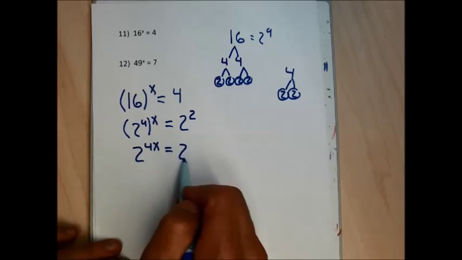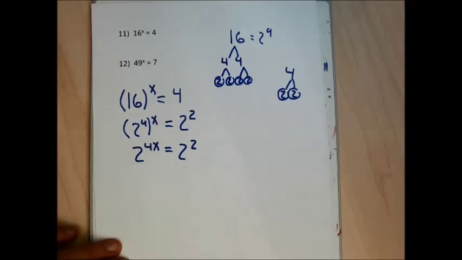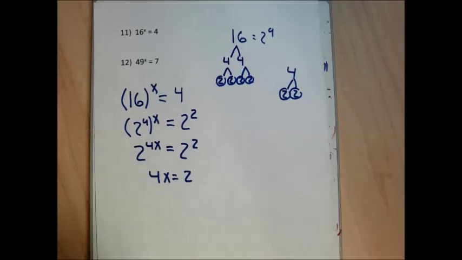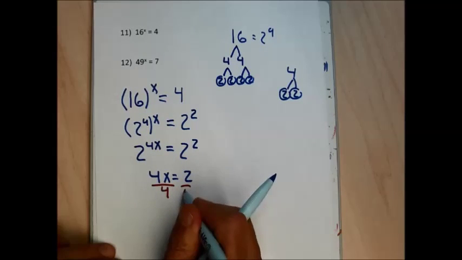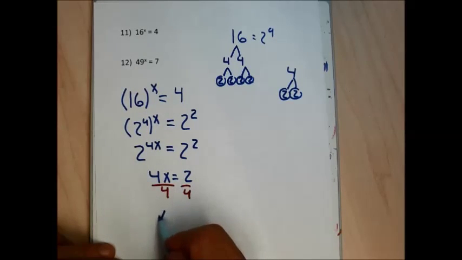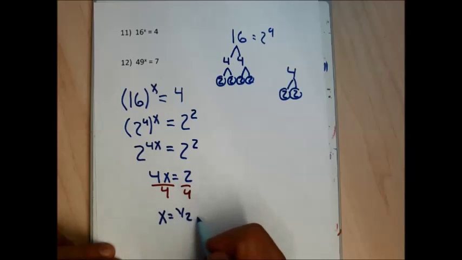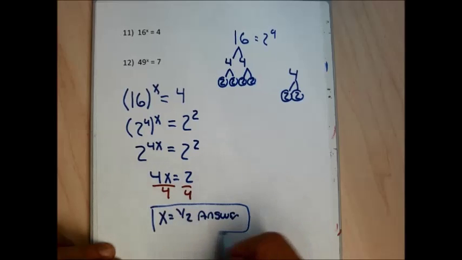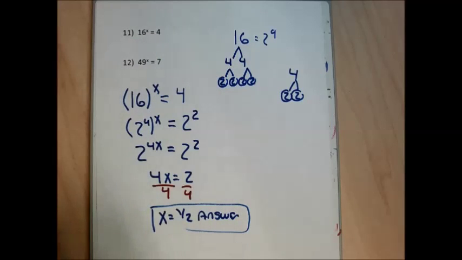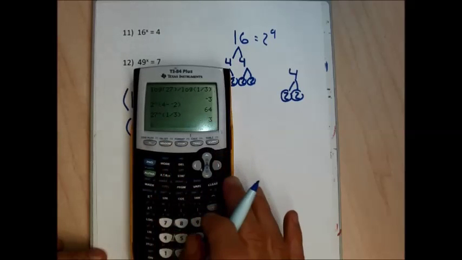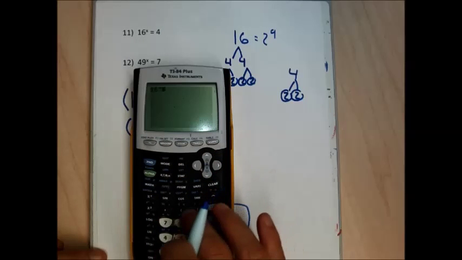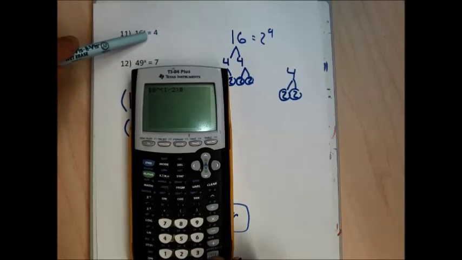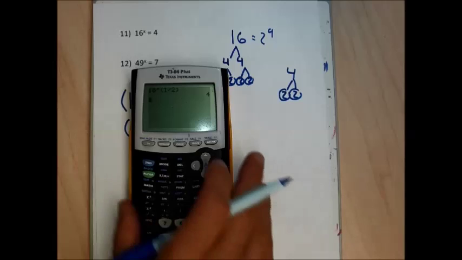So I can rewrite this problem as 2 to the 4x equals 2 squared, drop the bases, and set the exponents equal to each other, and then divide both sides by 4. On the left-hand side, you get an x, and on the right-hand side, that fraction reduces to 1/2. I claim that that's my answer. And I should just go 16 to the 1/2 power and check it real quickly. So I'm going to check it just by going 16 up arrow parentheses 1 divided by 2, putting 1/2 in for that x. When I hit enter, it should give me 4 because that's what the right side is, and it does. So my answer is perfect there.